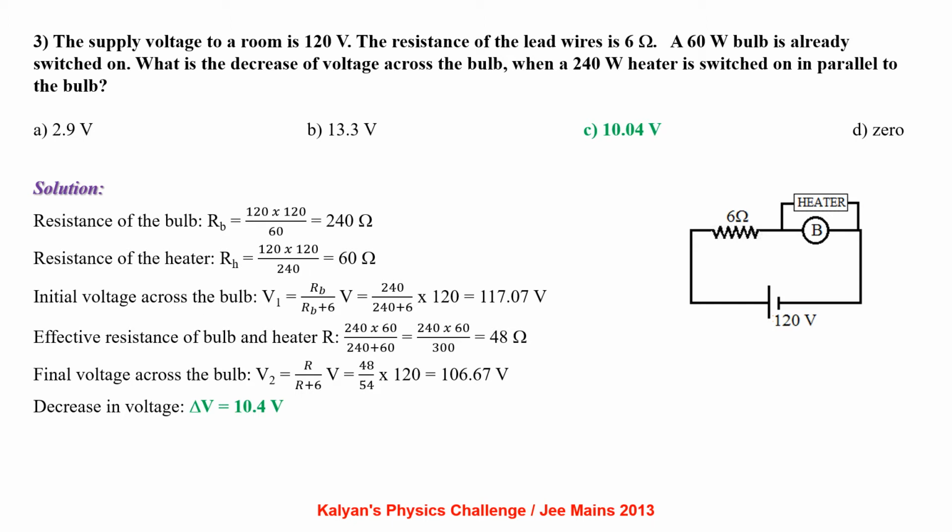Now the final voltage across the bulb V2 equal to R by R plus 6 into V, that is 48 by 54 into 120, which comes out to be 106.67 volt. So the decrease in voltage is 117.07 minus 106.67, which is 10.4 volt.